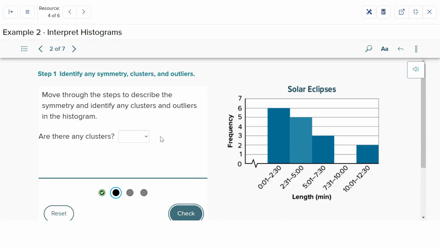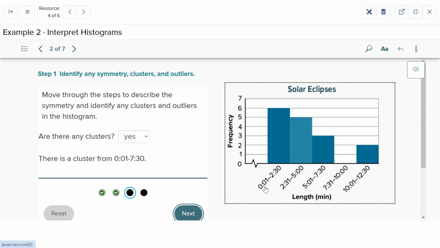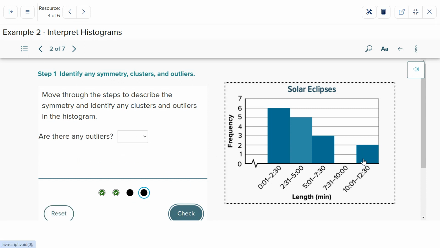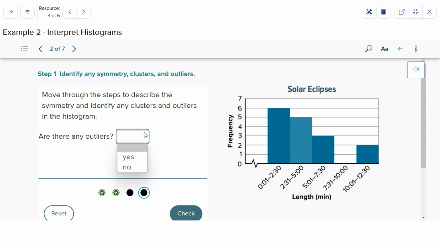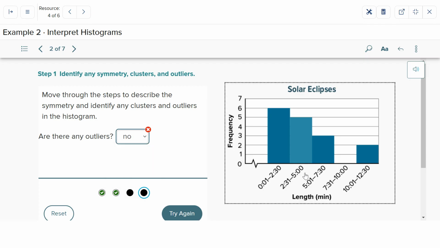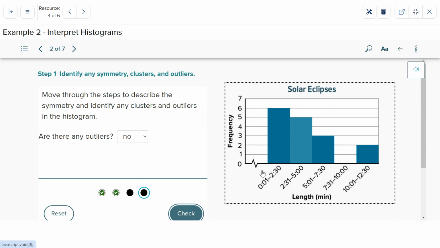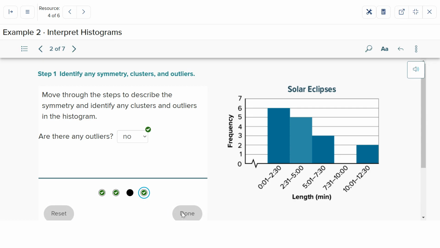Are there any clusters? Yes, there is a cluster. There's some bars right here. There is a cluster from 1 second to 7 minutes and 30 seconds is the end of that cluster there. Are there any outliers? It's possible that this is an outlier over here, though it did happen twice. So if it is an outlier, then it's actually 2 outliers. So let's see if they call this an outlier. No, okay. So that's not considered an outlier. That's probably because it happened twice. So again, when you are looking at this, you can determine that using the outlier formula.